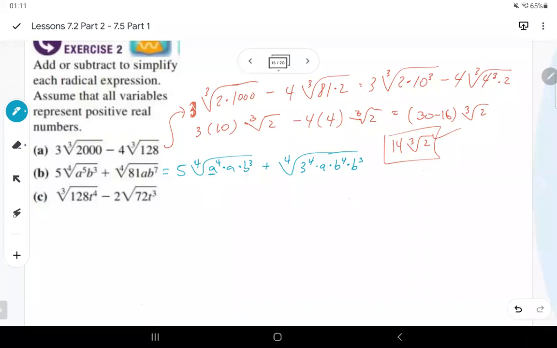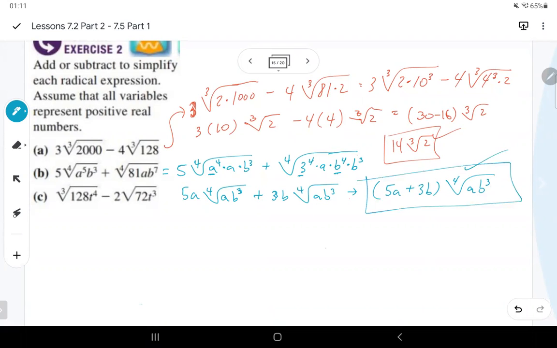And we'll pull out an a. We'll pull out a 3 and a b on the other part. So that's going to be 5a on the outside, 4th root of ab cubed plus 3b 4th root of ab cubed. Our radicals are the same, but our variables on the outside are not. So we're just going to bring together 5a plus 3b with our radical on the outside. So it could be easily distributed if someone wanted to do that.